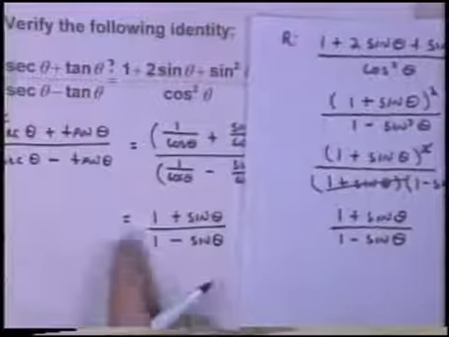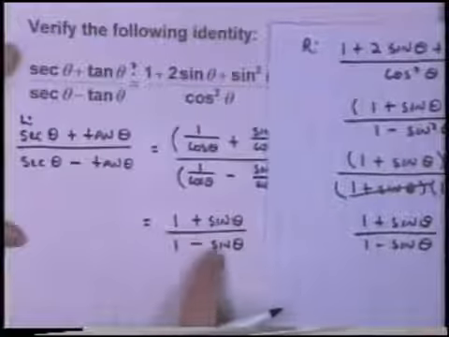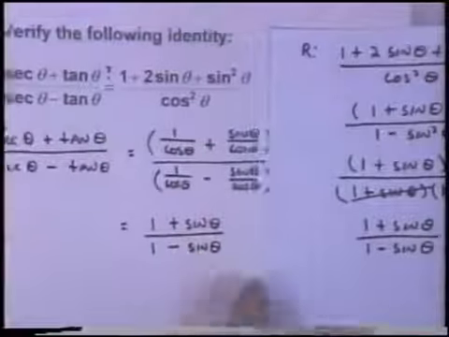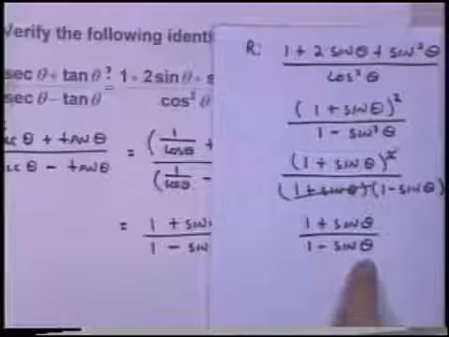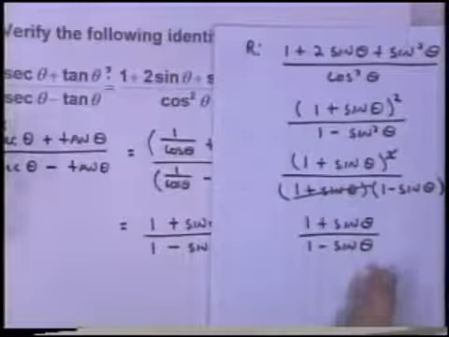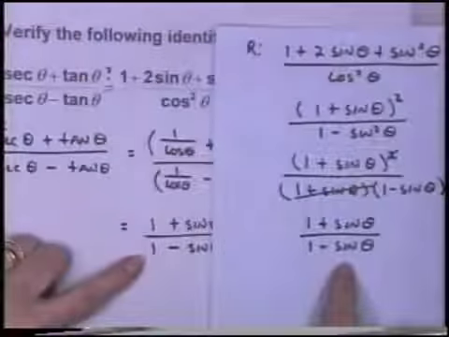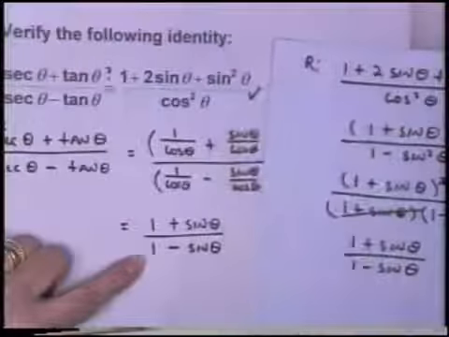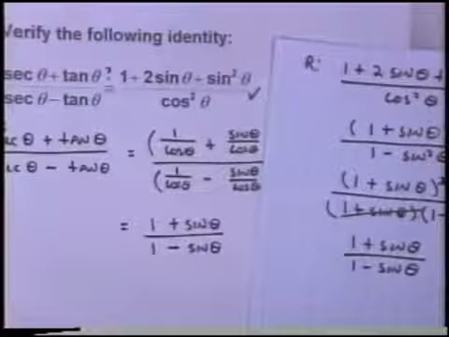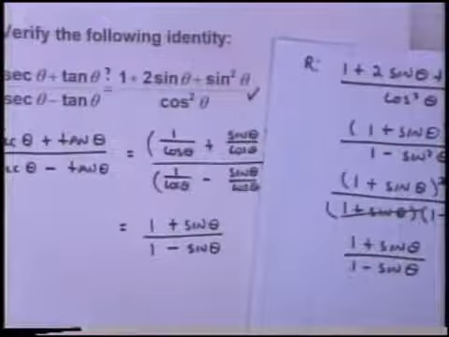Now let's compare. What did I have just a moment ago? Same thing, didn't I? The left hand side is equal to 1 plus sine theta over 1 minus sine theta. The right hand side is also equal to 1 plus sine theta over 1 minus sine theta. So since the two sides are equal to a common third side, if they're both equal to this, they must be equal to each other. So this is true.